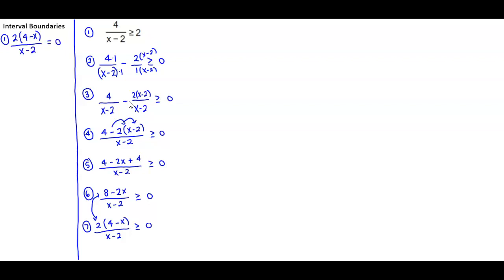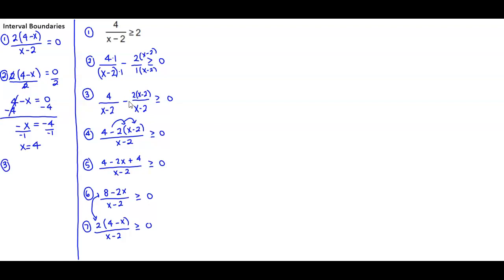In the numerator, we have a variable, so we need to solve for x in the numerator. So this is 2 times 4 minus x, which is equal to 0. We first divide both sides by 2. So we have 4 minus x, which is equal to 0. Subtract 4 from both sides. We get negative x, which is equal to negative 4. Divide both sides by negative 1. And then that boundary is x equal to positive 4.